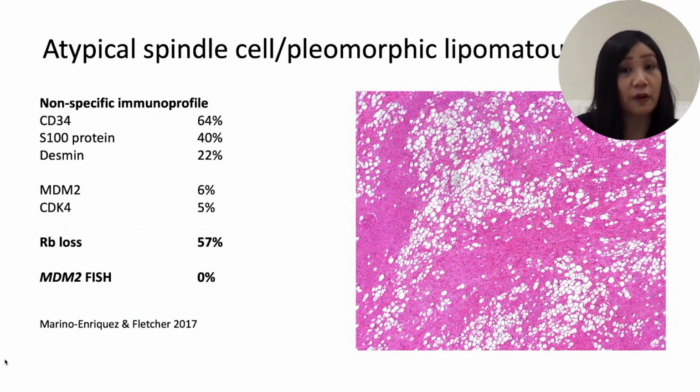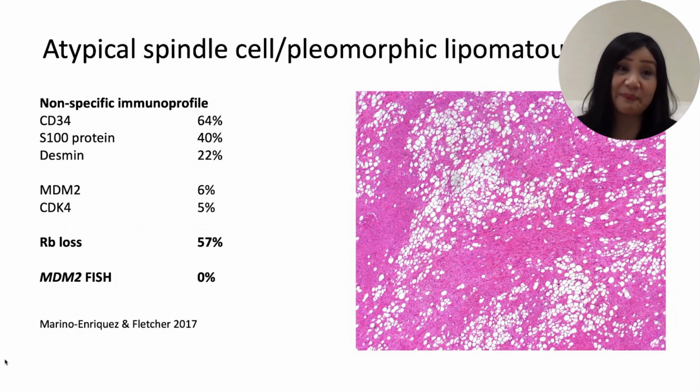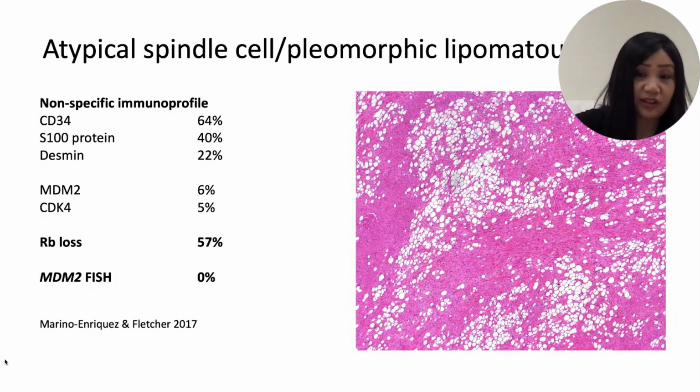So about 2/3 show variable CD34, typically not the diffuse and strong expression we see in spindle cell lipoma. About 40% show S100 protein expression, 20% show variable desmin expression, but no myogenin or MyoD1. There is essentially no expression in nuclei, or very weak expression only, of CDK4, P16 or MDM2. 2/3 of these have been shown to show RB1 loss with immunohistochemistry, and none of these show MDM2 amplification with FISH.